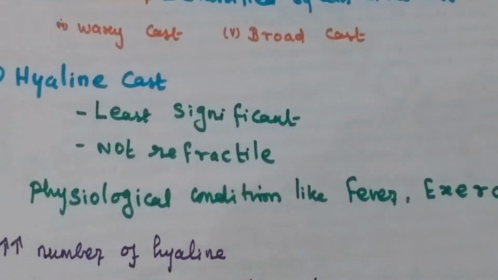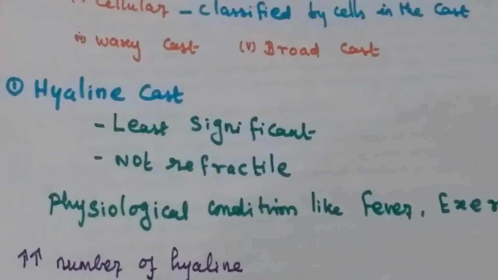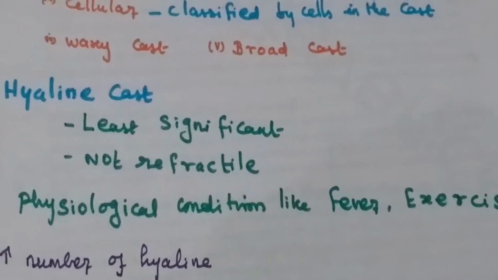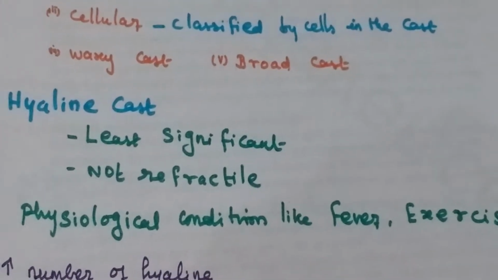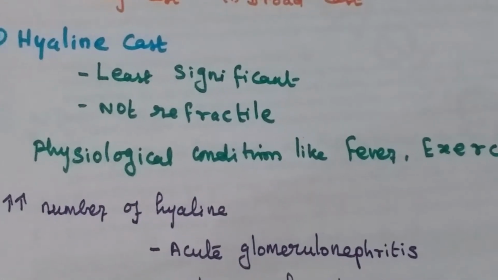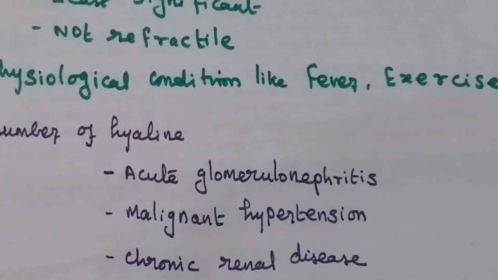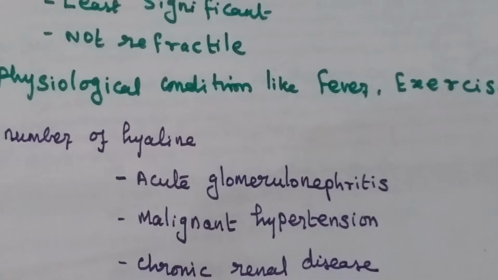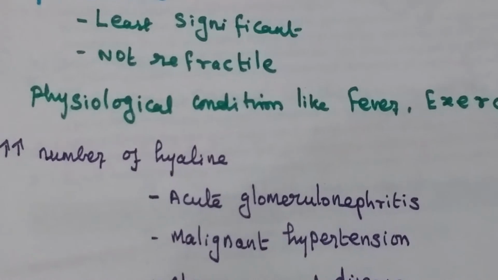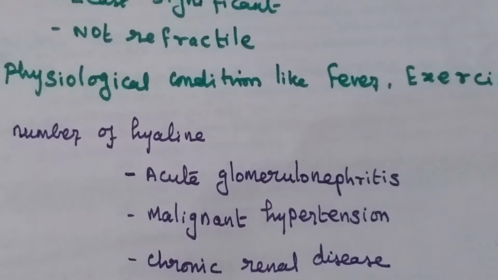They are least significant and not refractive. They are also physiologically present in conditions like fever and exercise. An increased number of hyaline casts suggests acute glomerulonephritis, malignant hypertension, and chronic renal disease.